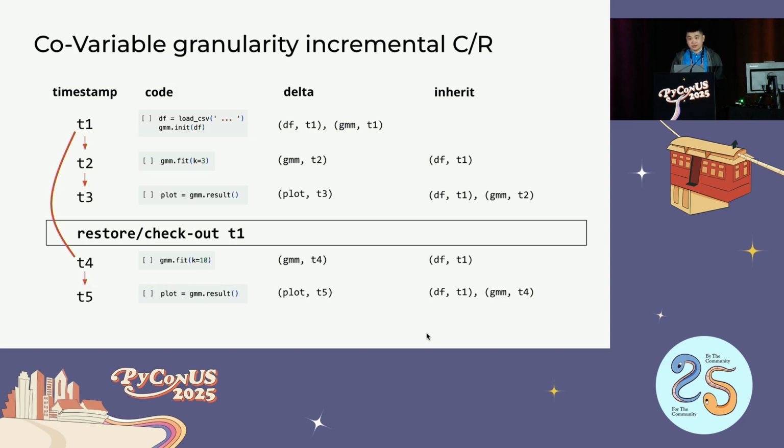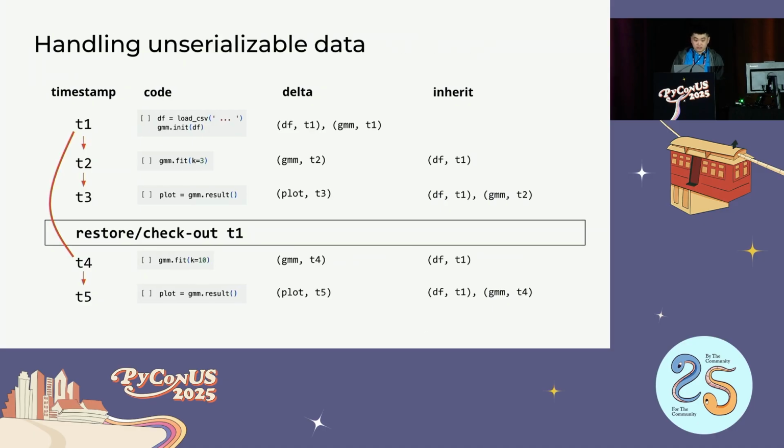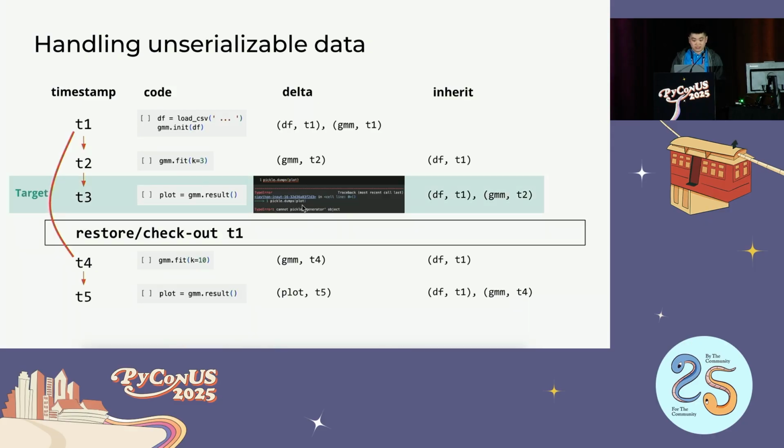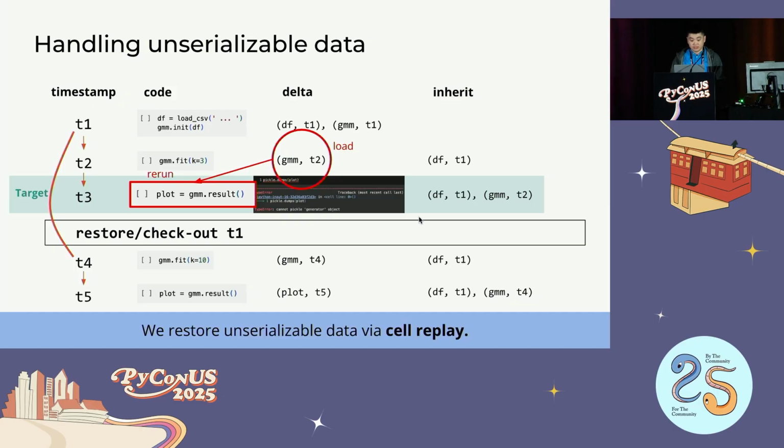And one thing that arises in all of this is that not all variables are picklable, or not all data is picklable. So our system does handle unserializable data. For example, if we're trying to check out to cell T3, and the plot was not serialized because it contains, say, a generator, then we can still restore the plot variable. It turns out that we can look at the cell code for cell T3, plot equals GMM.result, realize that it has a dependency on the variable GMM from cell T2, load that, and then rerun the cell to restore the unserializable plot. So basically, we can restore unserializable variables by cell replay.